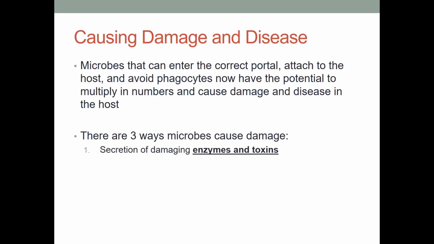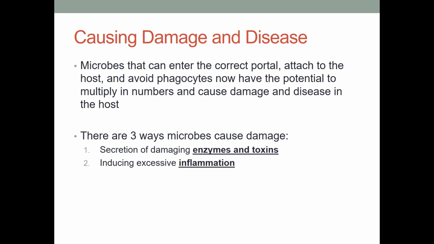So one of the first ways that you do this is often referred to as direct damage. And this is through the release of damaging enzymes and toxins. So the microbe has a genetic capacity to release enzymes or toxins that directly harm the host. This is often described as a direct damage to the host.